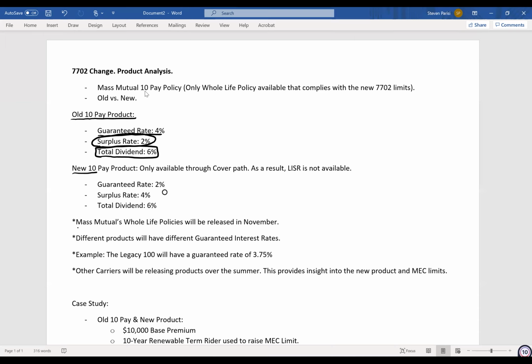The new 10-pay product, here's the difference. Firstly, this is only available through their Cover Path program, which is a program that utilizes a lot of artificial intelligence from an underwriting standpoint. They've come a long way and are continuously improving that program. But a disadvantage to that program right now is that MassMutual's LISR rider is not available.